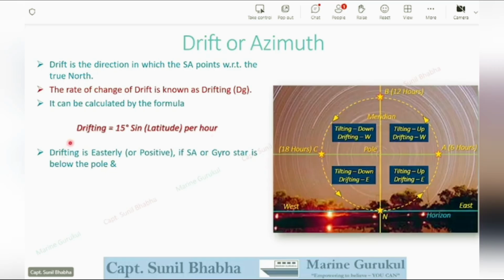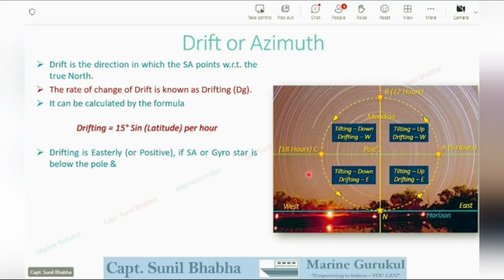Now the formula is going to give us the magnitude of drifting. That means in 1 hour, how much is the azimuth of the gyrostar going to change? Or how much is the drift or direction of the spin axis going to change? How to find out the direction of drifting? We have already seen this in the diagram. The drifting is easterly or positive if the spin axis or gyrostar is below the pole.